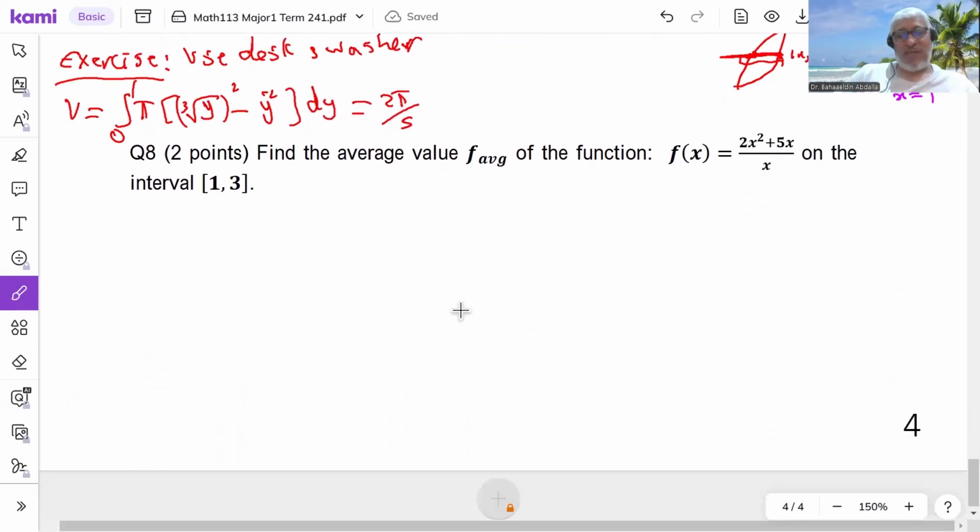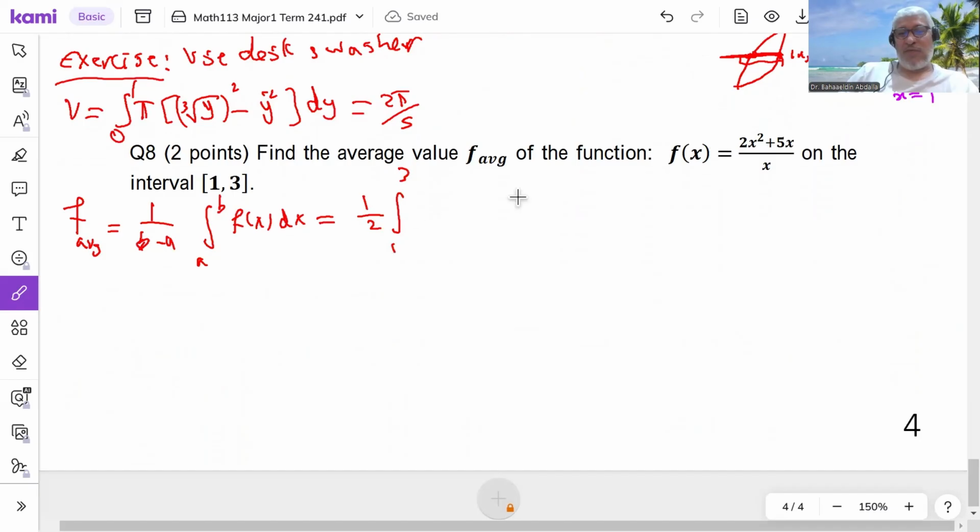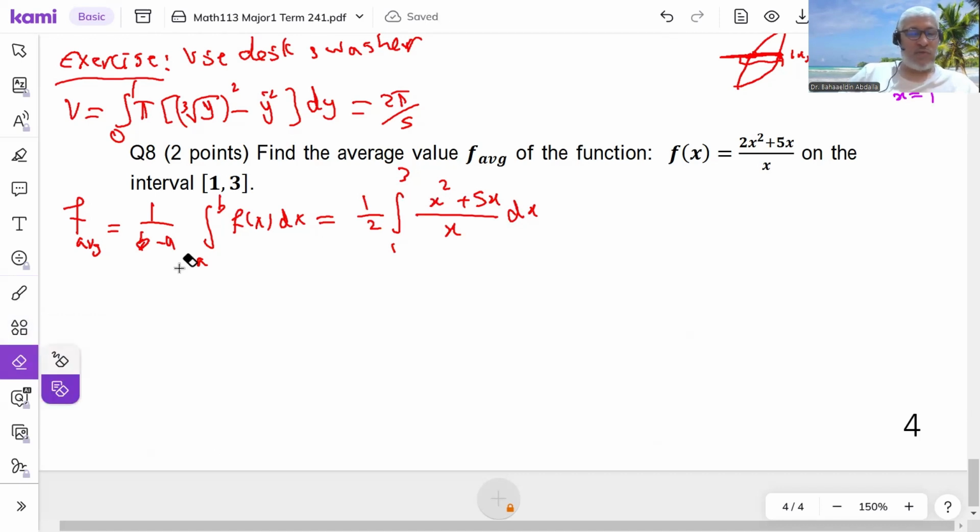The last question, find the average value of this function. Well, the formula of f average is 1 over b minus a, where this is a, b, the interval, integral from a to b of f(x) dx. So 1 over 3 minus 1, that's 2. Integral from 1 to 3, the function given in the question, (2x squared plus 5x) over x dx. I have a quotient here. I cannot distribute the integral over a quotient, so I need to think of something.